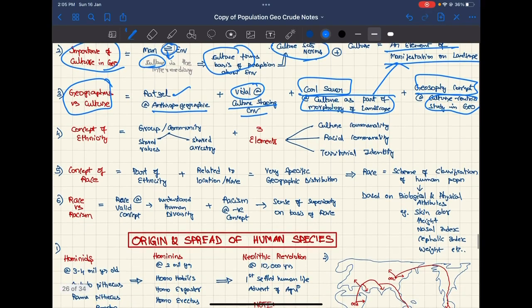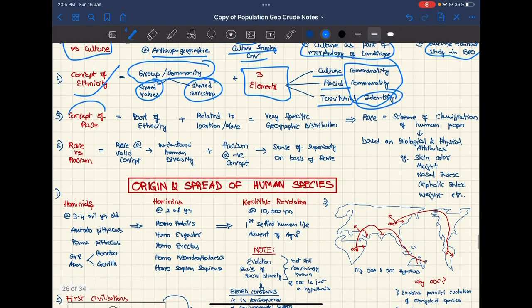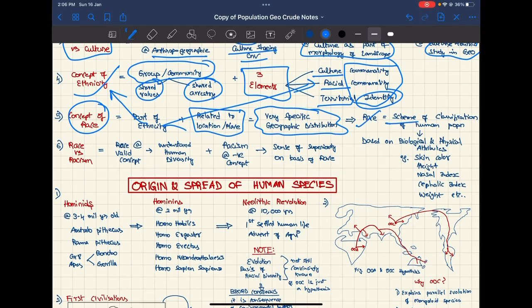Study in geography. Also the concept of ethnicity, which is a group of community which has shared values and shares ancestry. It has three elements: cultural commonality, racial commonality, and territorial identity. The concept of race is a part of ethnicity as we can see here, and it is related to a location or place. So race has a very specific geographic distribution, and race is a scheme of classification of human population based on biological and physical attributes like skin color, height, nasal index, cephalic index, weight, etc.